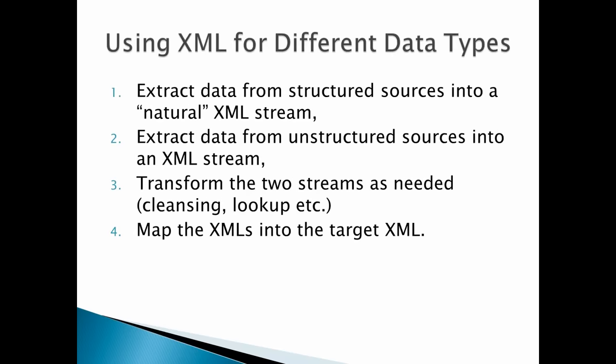You can use XML for different kinds of data types, and you might go about that first extracting data from structured sources into an XML stream. Then second, go back and extract data from your unstructured sources into the XML stream. Third, as always, you're going to have to do some cleanup and organization, transforming the two streams as needed, and then map them into XML and into the target XML document that you're working on.